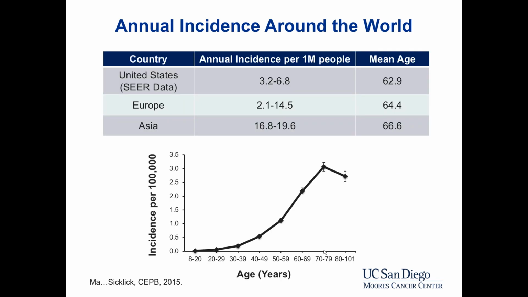Around the world, the incidence of GIST varies depending upon which study and which region of the world you look at, but the incidence ranges from anywhere between about 2 cases per million to about 20 cases per million patients. But the average age of most patients is in the mid-60s around the world.